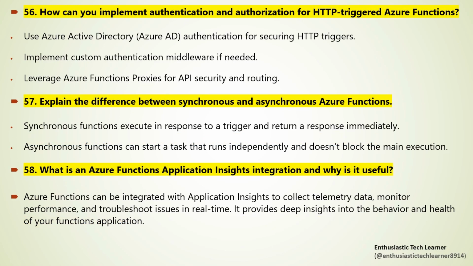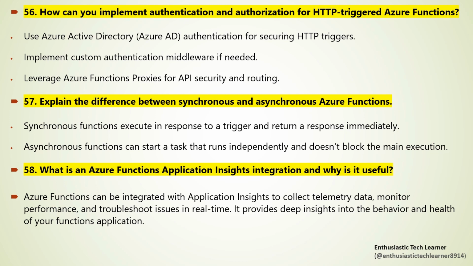How can you implement authentication and authorization for HTTP-triggered Azure functions? Use Azure Active Directory, Azure AD, authentication for securing HTTP triggers. Implement custom authentication middleware if needed. Leverage Azure Functions proxies for API security and routing.